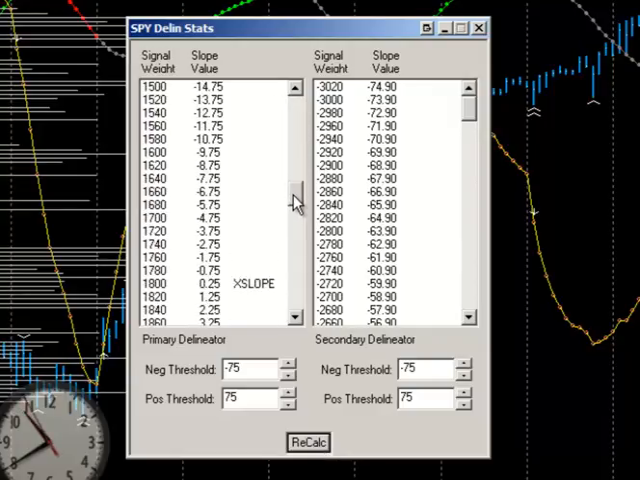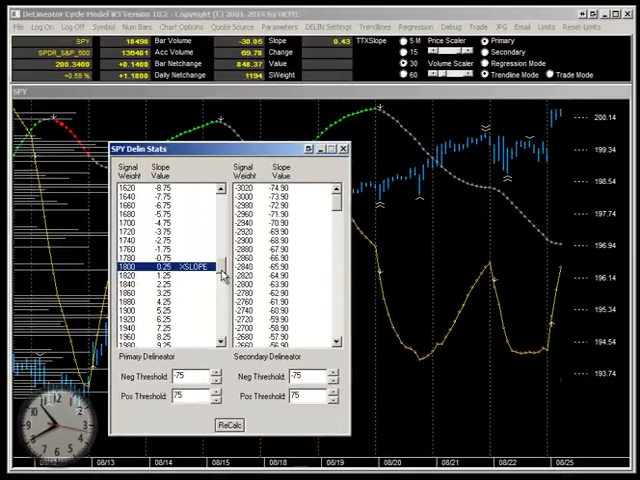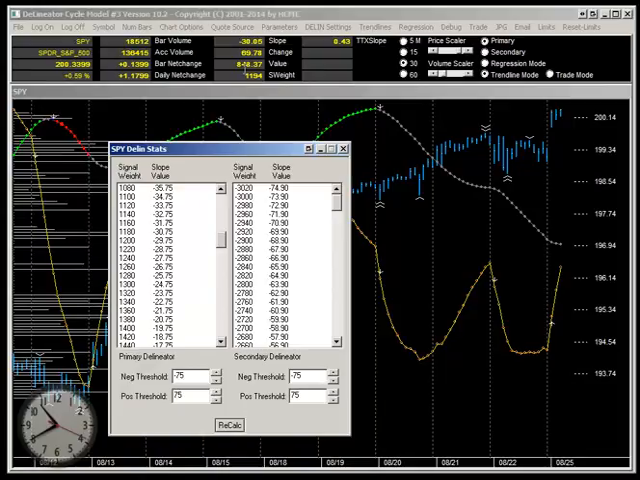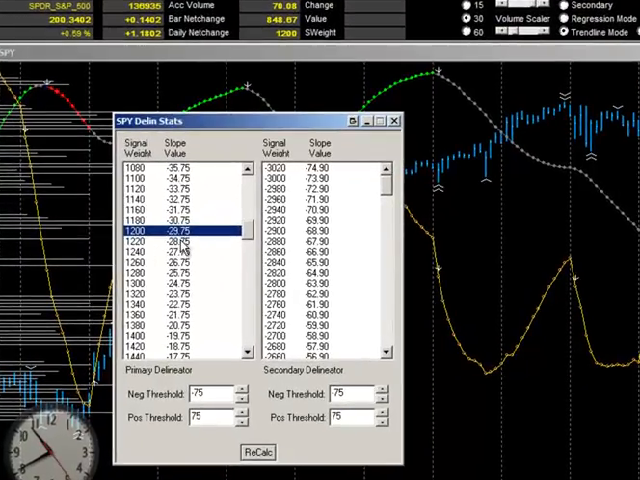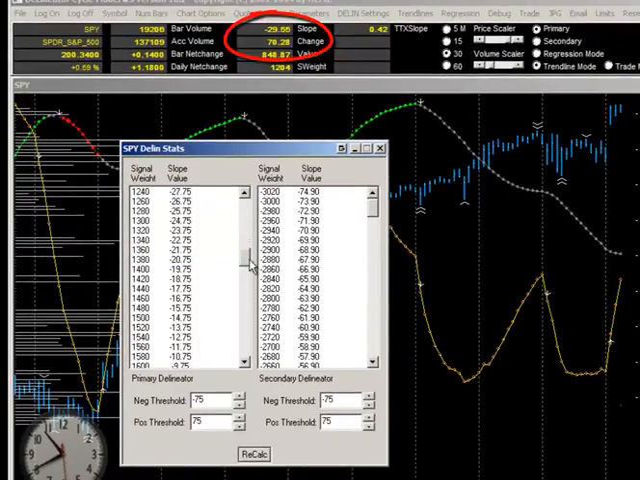So if we use our slider, and remember whenever you use the stats calculator, always hit recalc. So we'll use our slider here and we'll drop down until we see X slope. So this tells us the amount of signal weight needed to affect a slope change during the current bar. So we see that signal weight is currently 1197 and that it would need to rise to plus 1800 for the value of the slope to be 0.25. And in fact, if we move our slider up here, we can see that at plus 1194, here's plus 1200, we see that the slope is 29.75. So that's exactly what we're seeing right now.